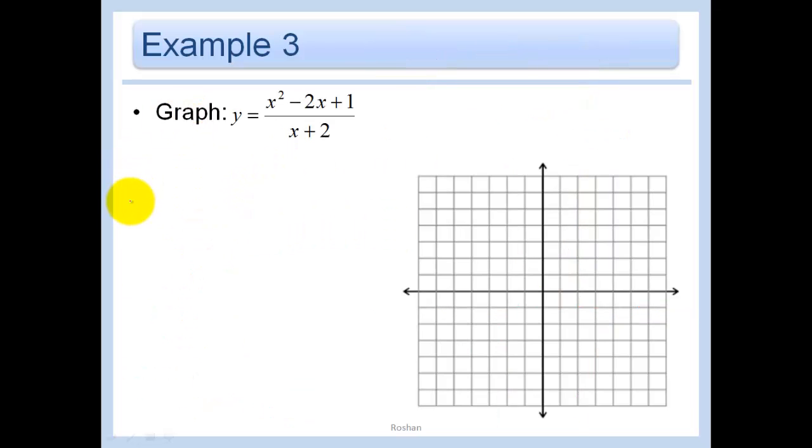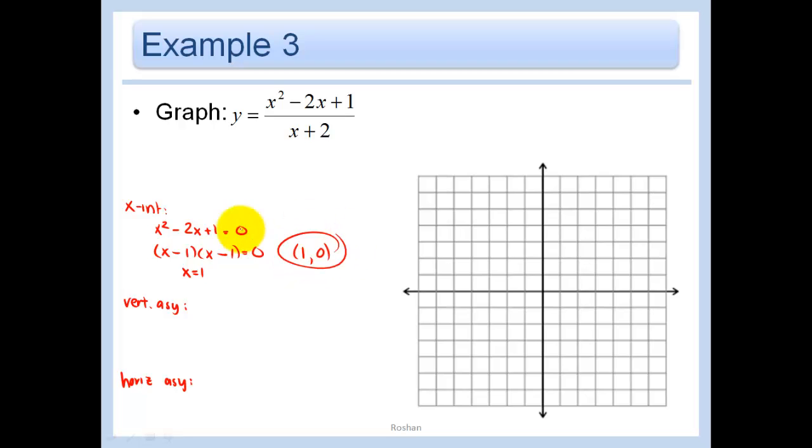Finally, example 3, let's do the same thing. X-intercept, vertical asymptote, and horizontal asymptote. X-intercept, where does y equal 0? So just make that numerator equal to 0. Let's factor that guy. X and x, a 1 and a 1, negative and a negative. So x equals 1 is going to be my x-intercept. So that's the point (1, 0) that it's going to go through. The vertical asymptote, what can x not be? So that's when the denominator equals 0. X equals -2 is our vertical asymptote.